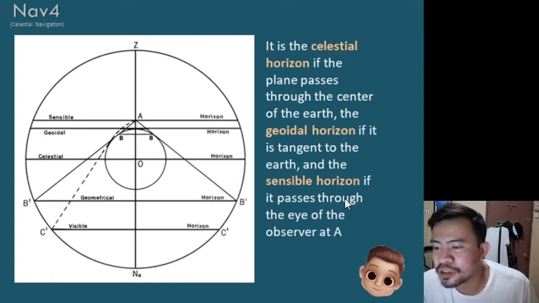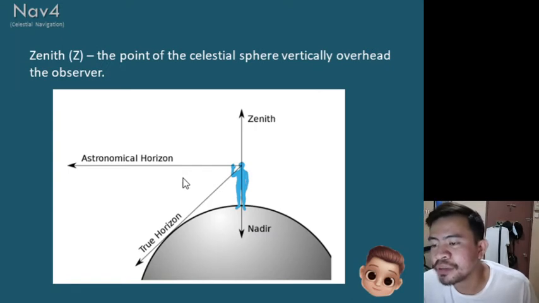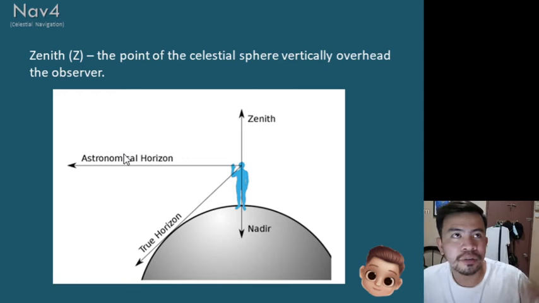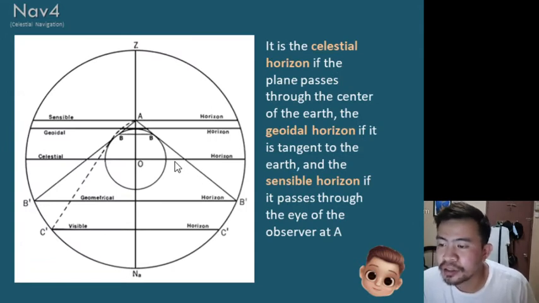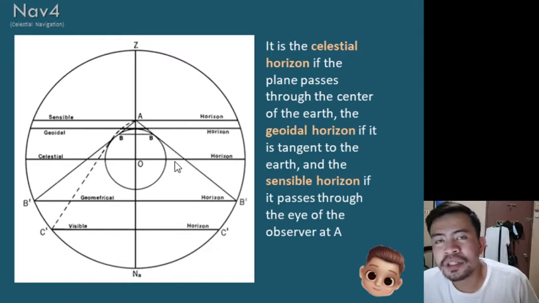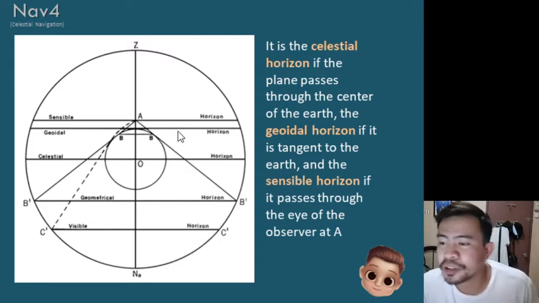And then we have also the sensible horizon, wherein it passes through the eye of the observer. For example, if this is your observer, then there is this plane that will pass through the eye of the observer, then we call that your sensible horizon. So we'll be using this one. All of these things will be used for the horizontal or horizon coordinate system that we will be tackling soon. And this is one coordinate system which is used for celestial navigation.